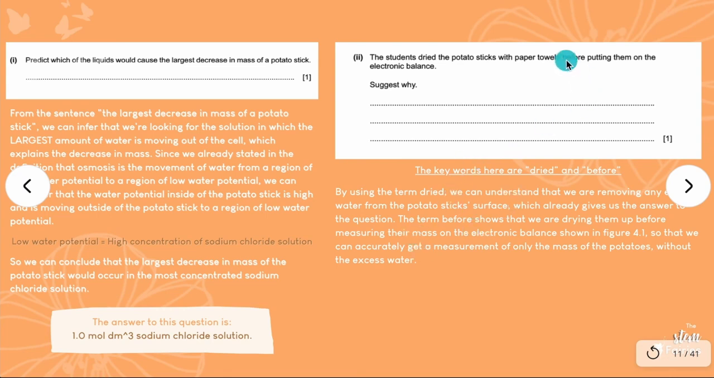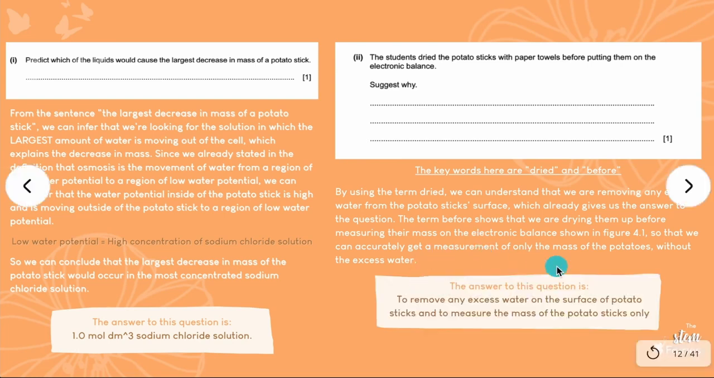The term "dry" here shows that we're drying them up before measuring their mass on the electronic balance shown in figure 4.1, so that we can accurately get a measurement of only the mass of the potatoes without the excess water. So the answer to this question would be to remove any excess water on the surface of the potato sticks and to measure the mass of the potato sticks only. The whole purpose of drying up the potato sticks with paper towels would be to get an accurate measurement of the mass of the potato sticks.